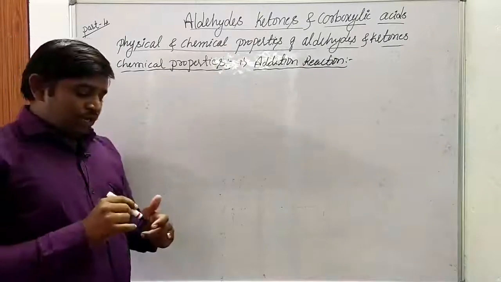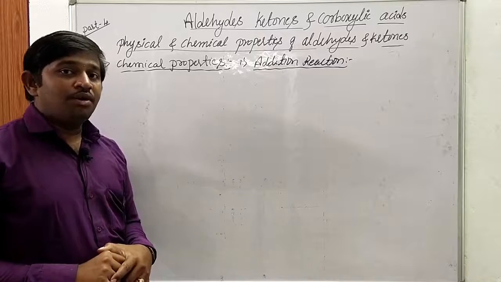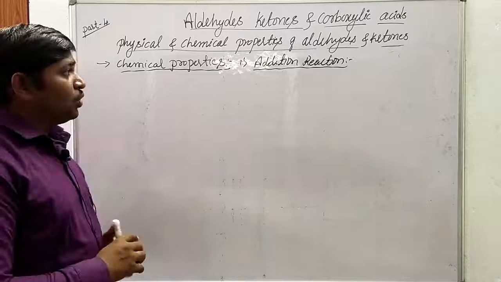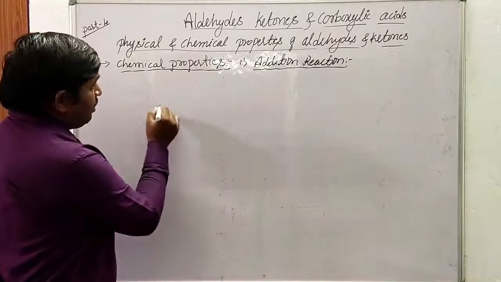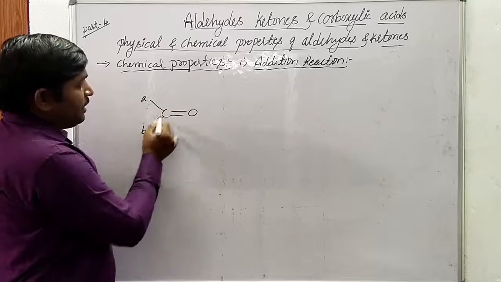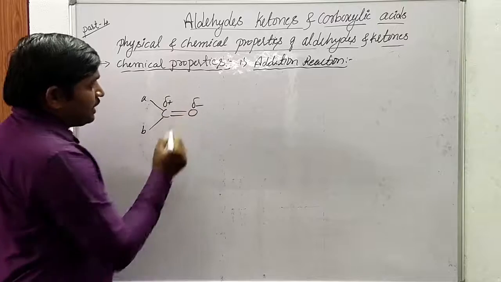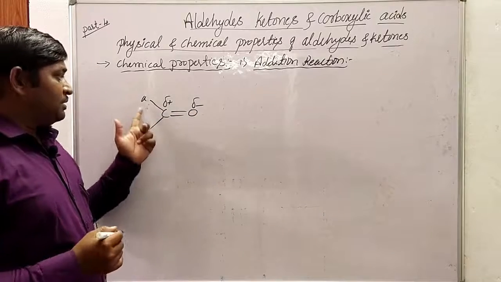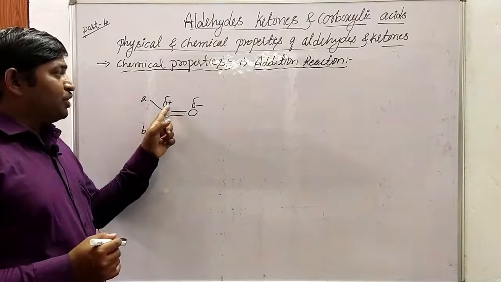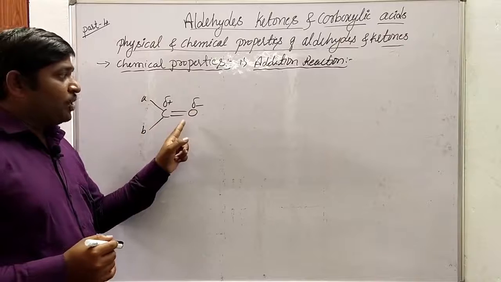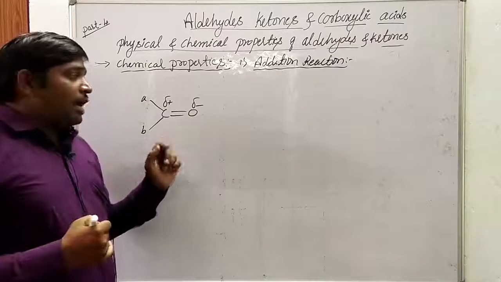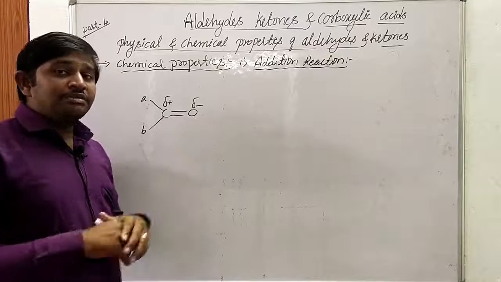Aldehydes and ketones have one functional group, the carbonyl functional group. They are highly polar in nature due to the presence of the carbonyl group. Let us consider the functional group of aldehydes, with this as A and this as B, with delta positive on carbon and delta negative on oxygen. Aldehydes or ketones are highly polar due to the partially positive charge of carbon and the partially negative charge of the oxygen atom. So this partially positive carbon atom tends to be attacked by nucleophiles, and this partially negative oxygen tends to be attacked by electrophilic species.